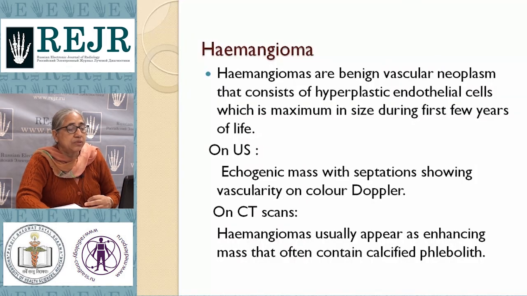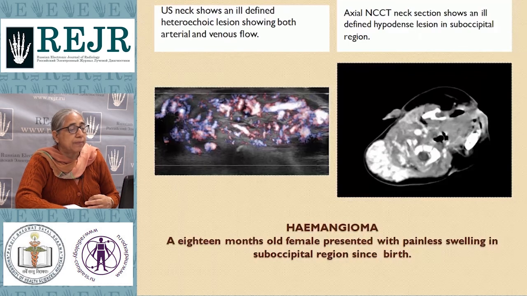Hemangiomas are benign vascular neoplasms that consist of hyperplastic endothelial cells, which is maximum in size during the first few years of life. On ultrasound, an echogenic mass with septations showing vascularity on color Doppler may be seen, and on CT, hemangiomas usually appear as enhancing mass that often contain calcified phlebolith.